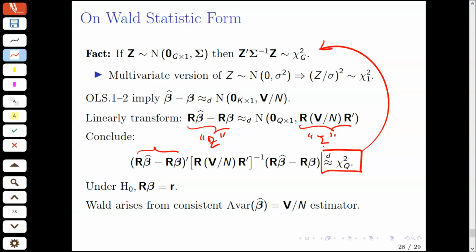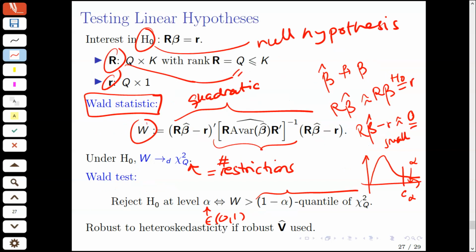Now, under the null hypothesis, R beta is just equal to r, and since we don't know the asymptotic variance of the OLS estimator, we'll use the analogy principle to replace it by a consistent estimator, which could be of the robust form if we're not willing to make a homoscedasticity assumption, or it could be of the non-robust form if we are. But that explains why the Wald statistic takes the particular form on the previous slide.